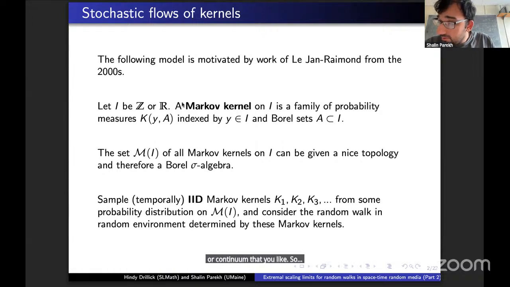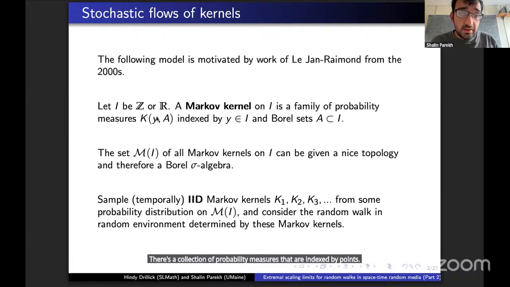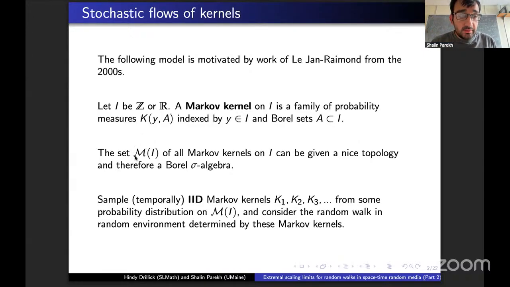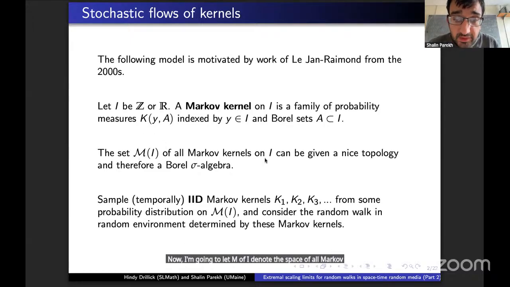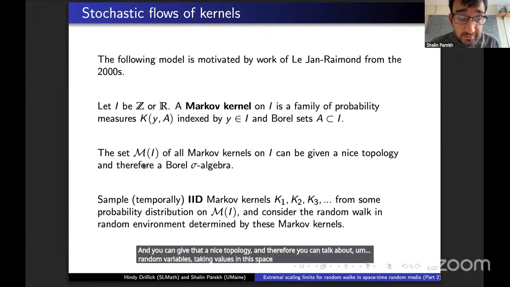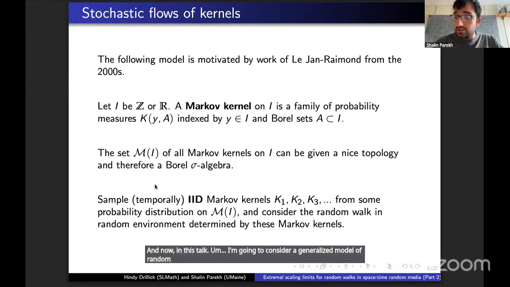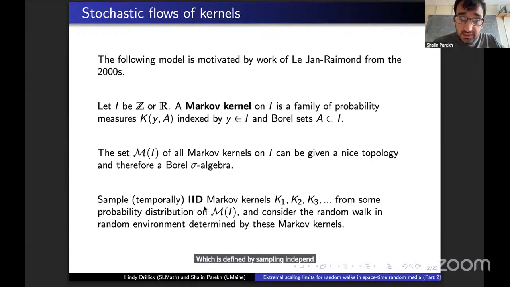A Markov kernel on this set I is a collection of probability measures that are indexed by points in I and Borel subsets of I. I'm going to let M of I denote the space of all Markov kernels on I. You can give that a nice topology, and therefore you can talk about random variables taking values in this space, M of I. Now in this talk, I'm going to consider a generalized model of random walk in random environment, which is defined by sampling independent and identically distributed Markov kernels from some probability distribution on M of I. And I'm going to consider the random walk in random environment that is determined by those Markov kernels.